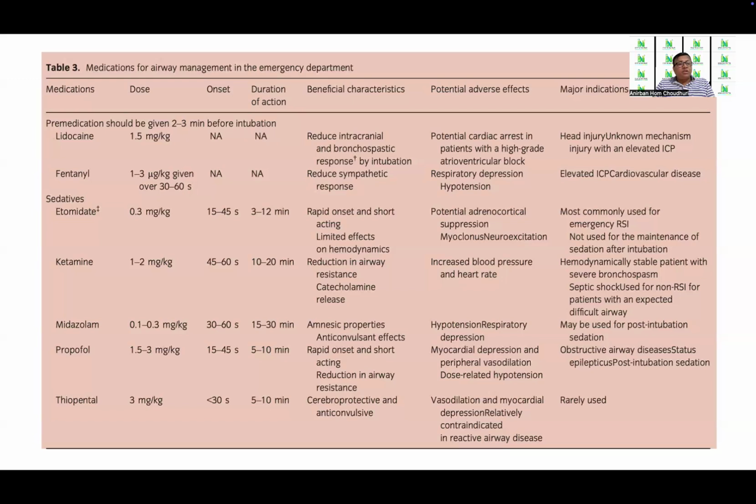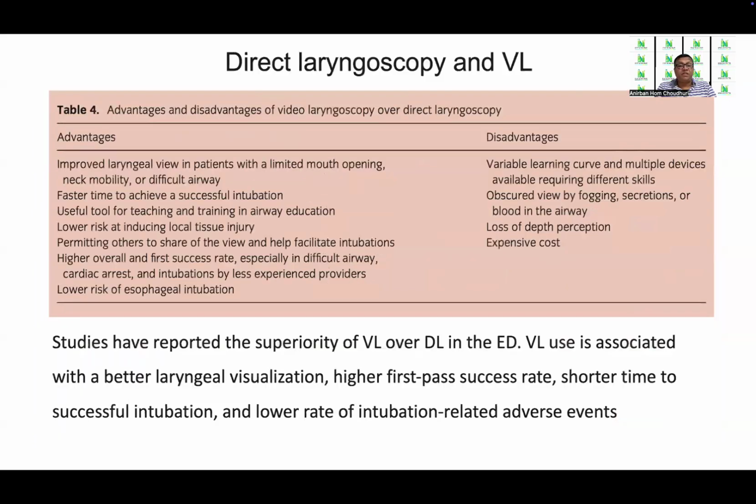Likewise, sedatives, etomidate, ketamine, midazolam, propofol, and thiopentol all have their indications and they all carry their potential adverse effects too. So, based upon the availability of these drugs, the intubator has to devise a practice so that the right drug can be used in the right patient. The next important step is whether to use direct laryngoscopy or video laryngoscopy, if available, which one should be done.